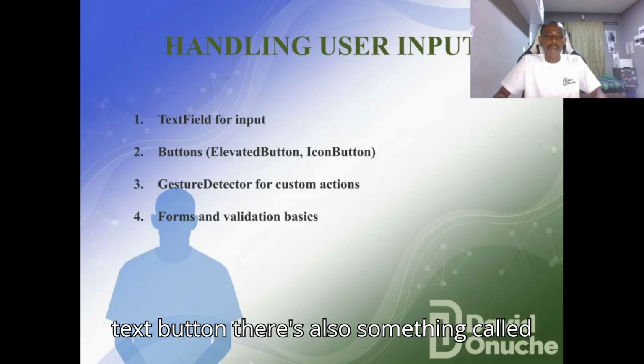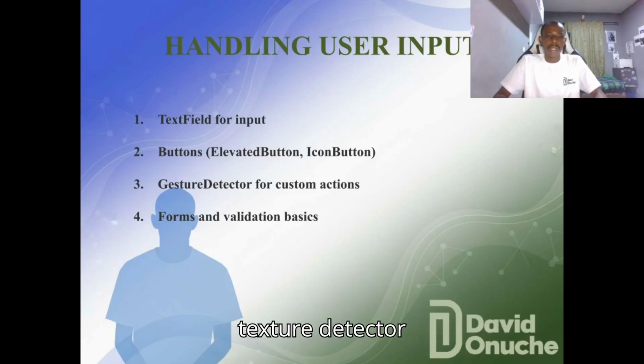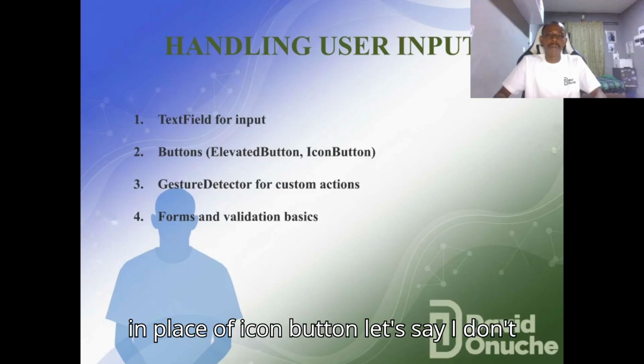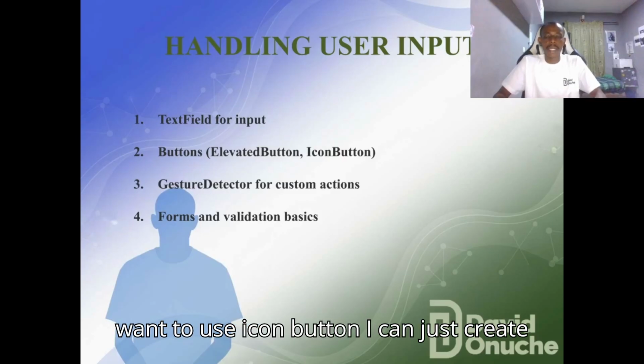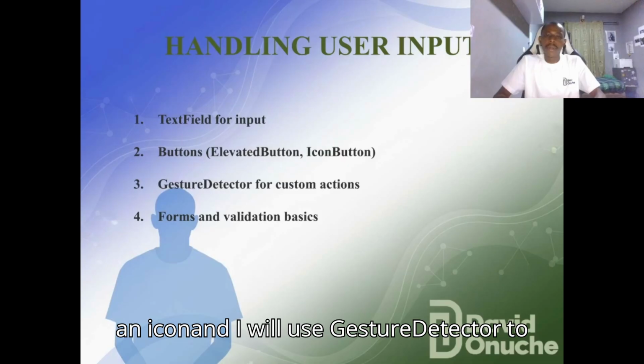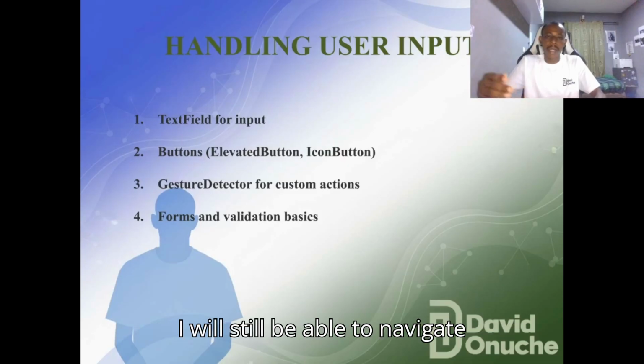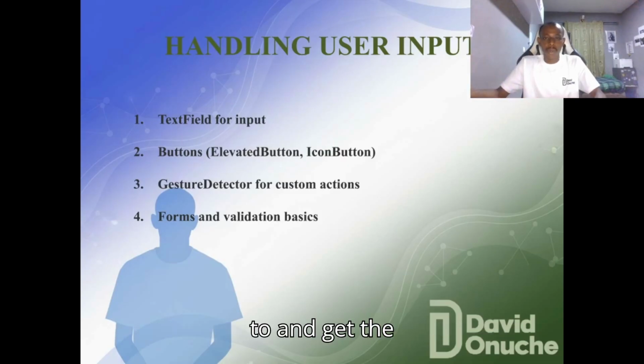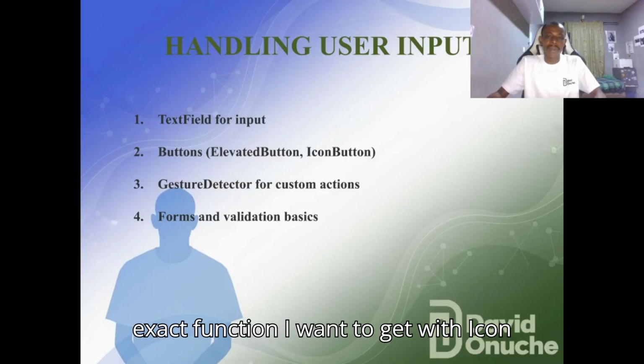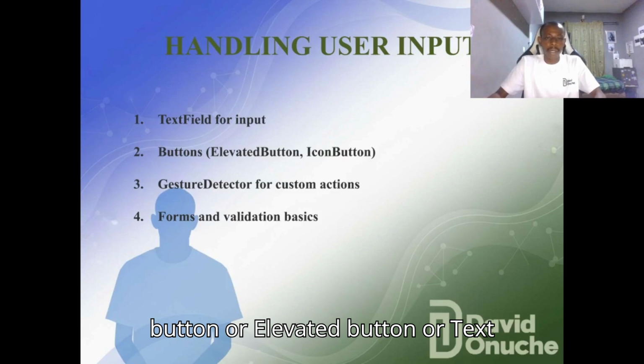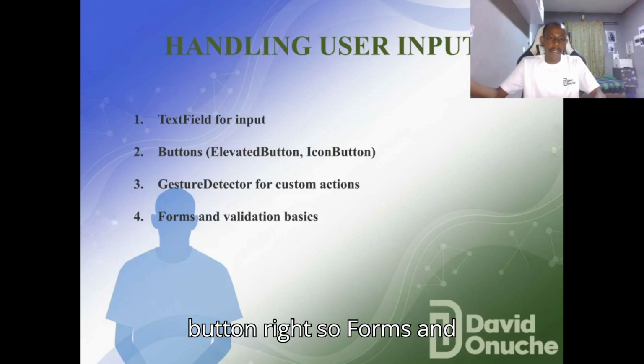There's also something called gesture detector. In place of icon button, let's say I don't want to use icon button, I can just create an icon and use gesture detector. I will still be able to navigate and get the exact function I want to get with icon button or elevated button or text button, right?